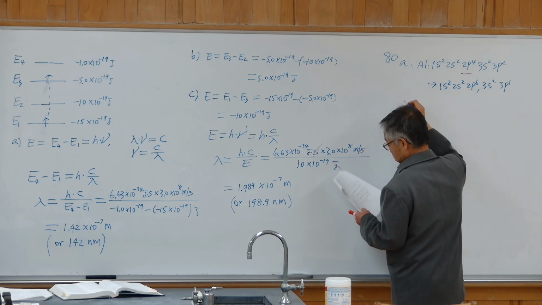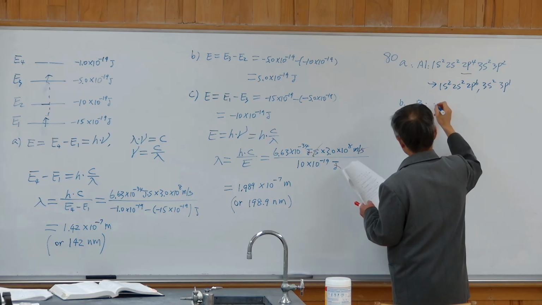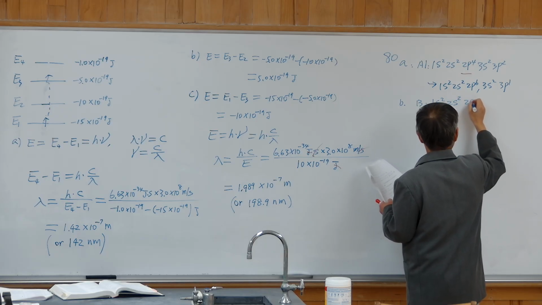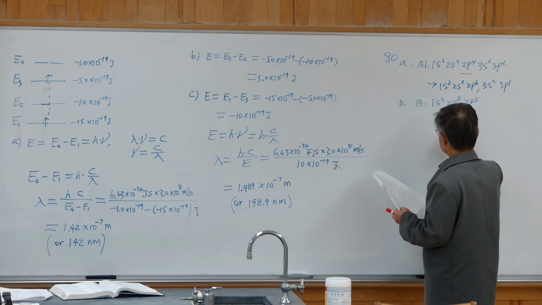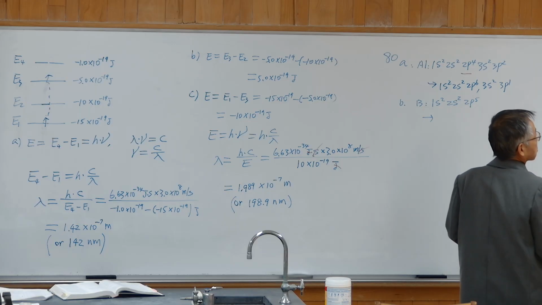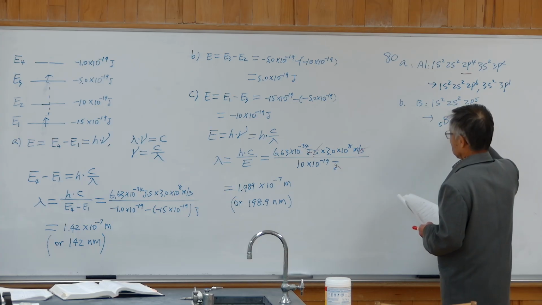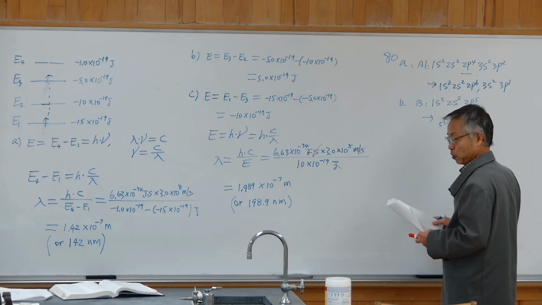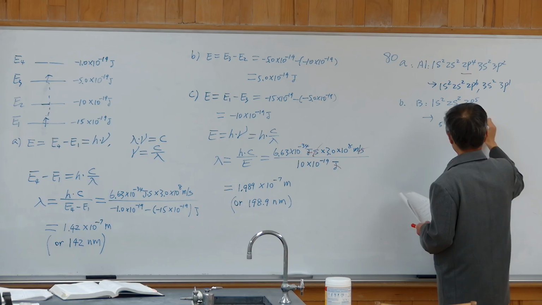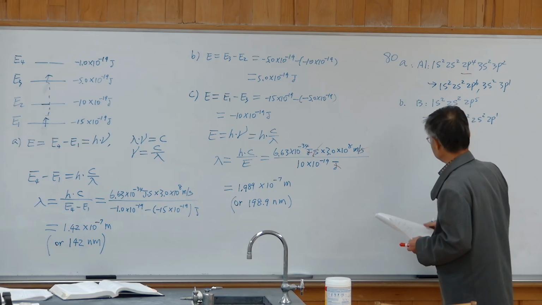Next one is boron: 1s2, 2s2, 2p5. What's wrong? The periodic table tells us boron has only 5 electrons, and here there are 9 electrons, which is too much. So 5 electrons should be 1s2, 2s2, 2p only 1. Only 1 electron left.